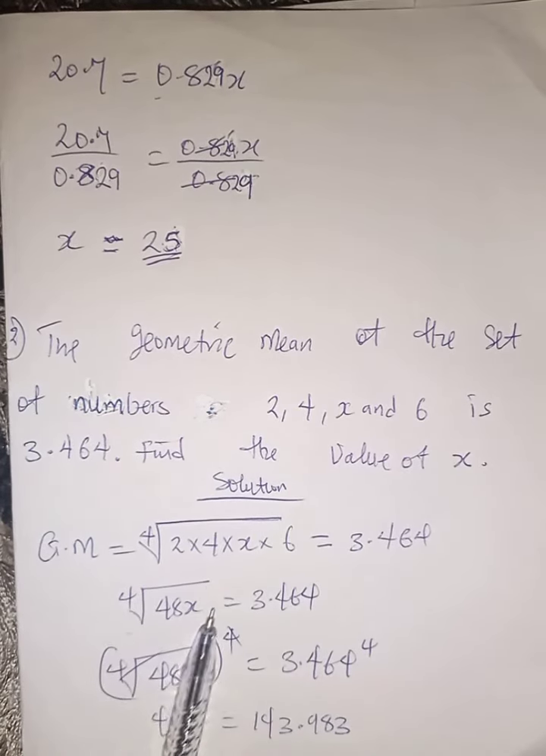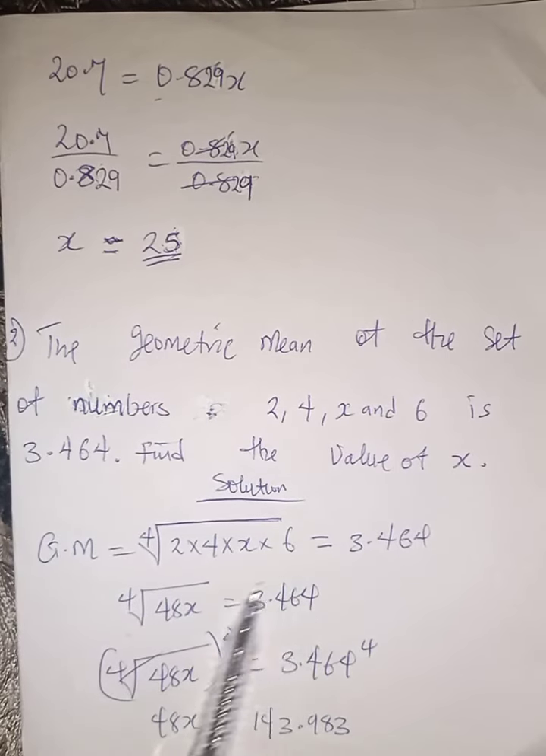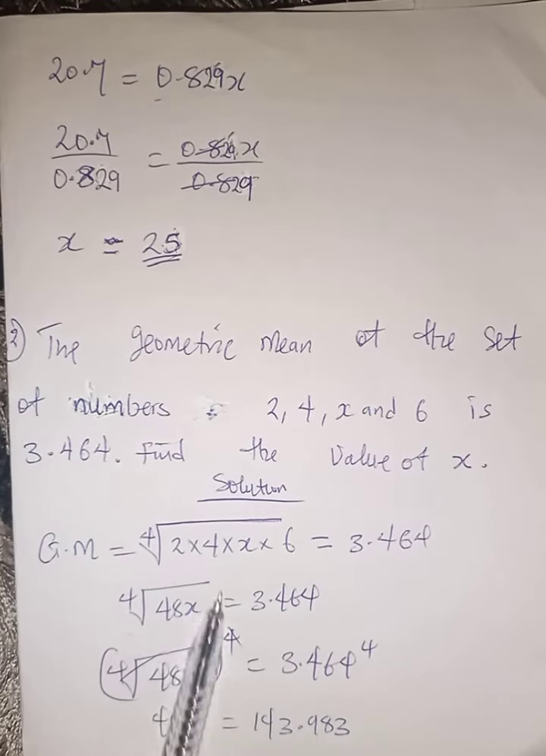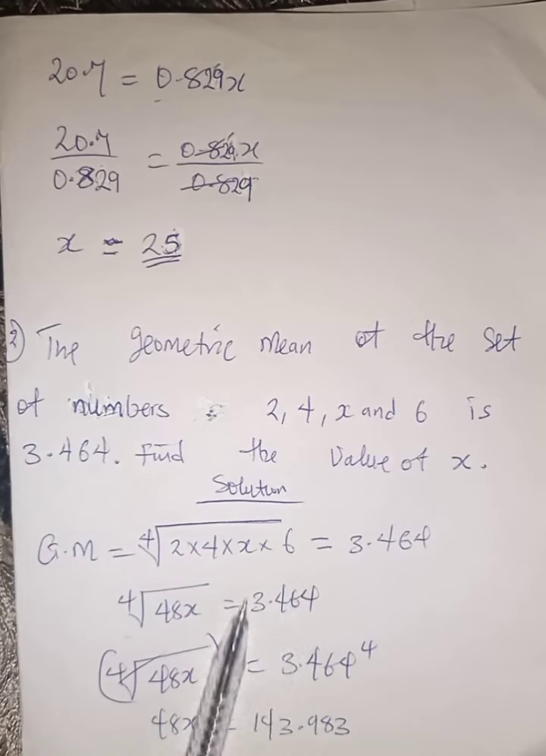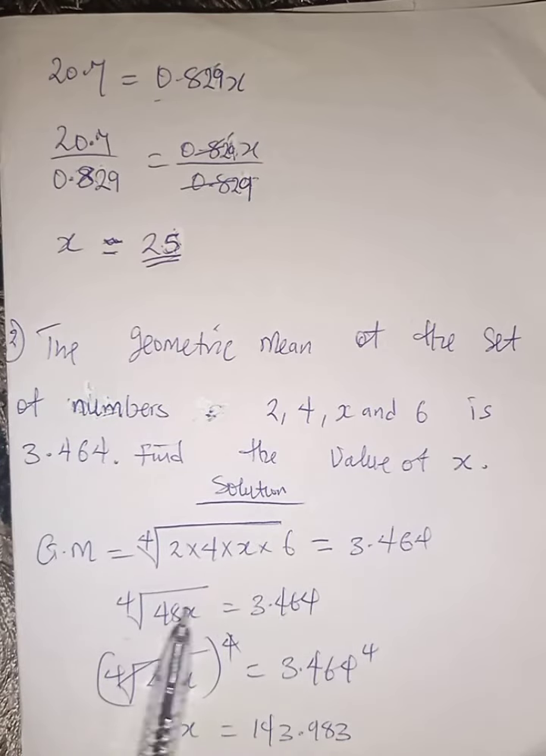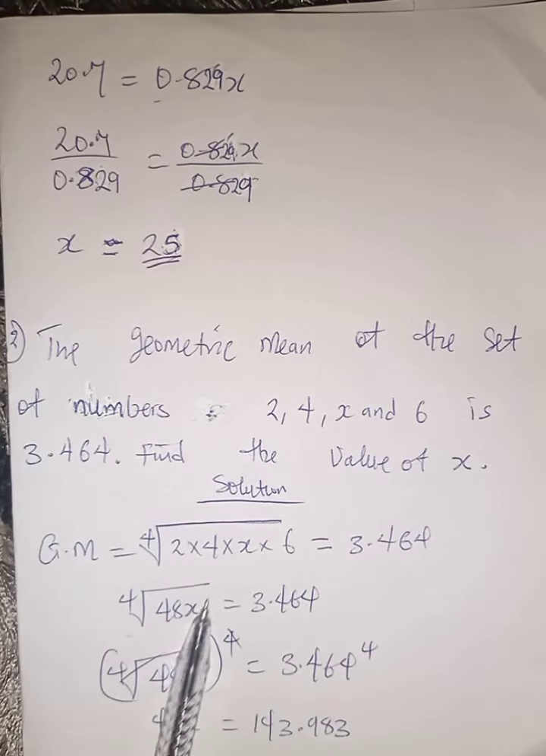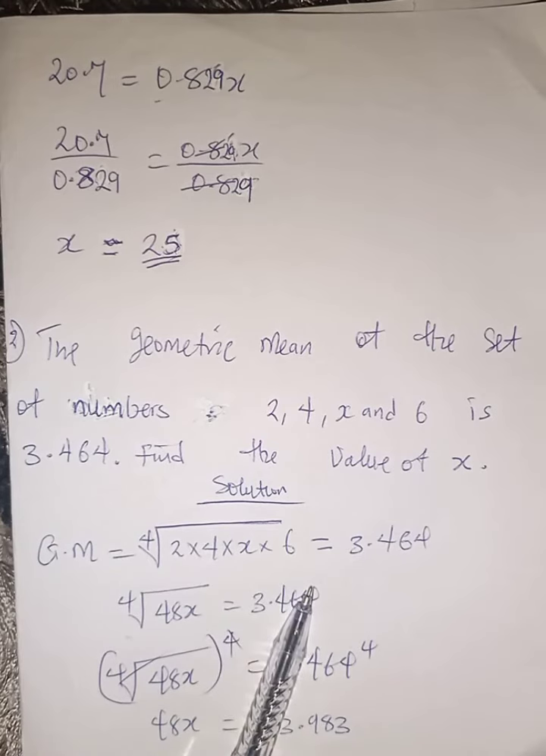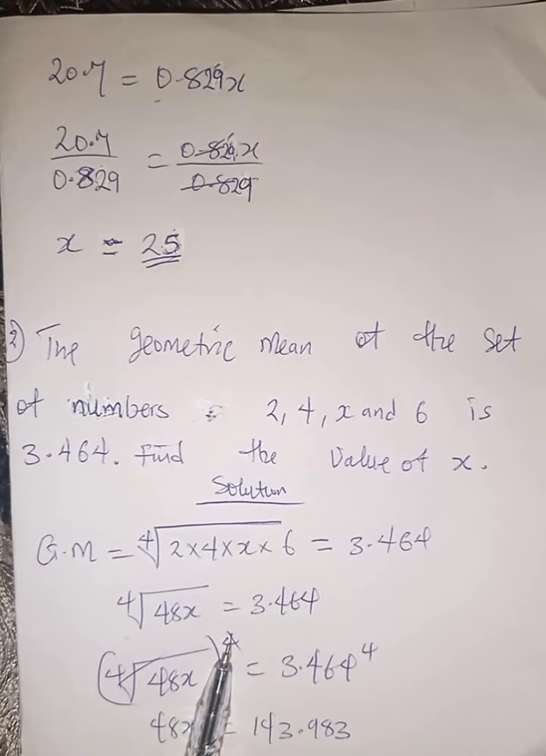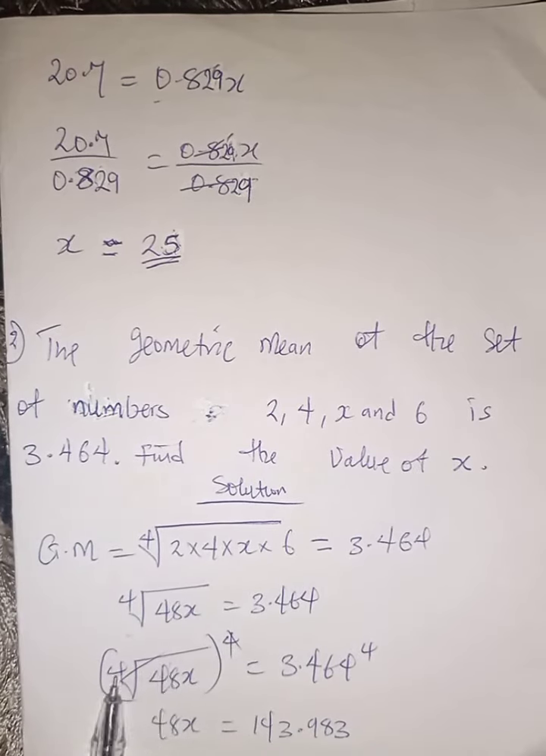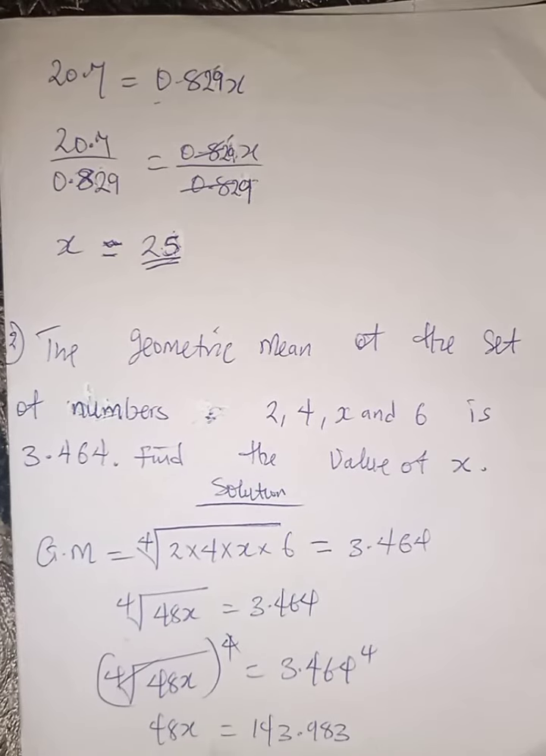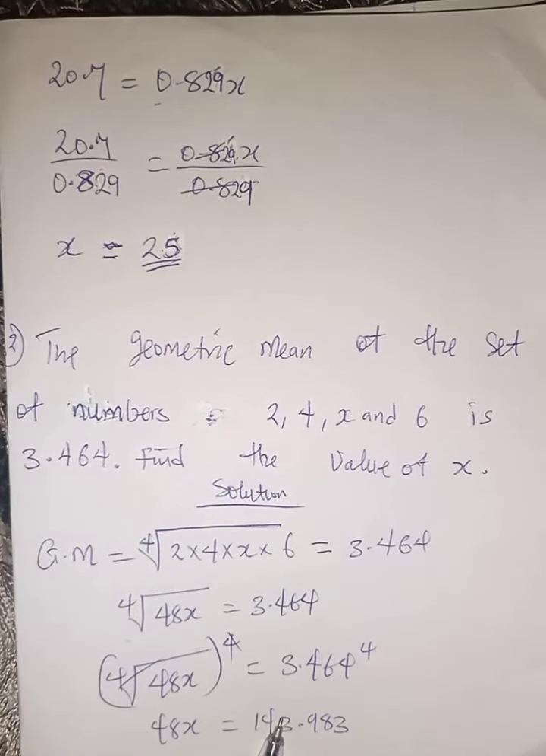If it's cube root, raise it to the power of 3. If it's square root, raise it to the power of 2. That's how to do it. If it's sixth root, raise it to the power of 6. So we raise the place to the power of 4. So that 4 will cancel this fourth root. Only this will be left out. If you do this, we're going to have this.